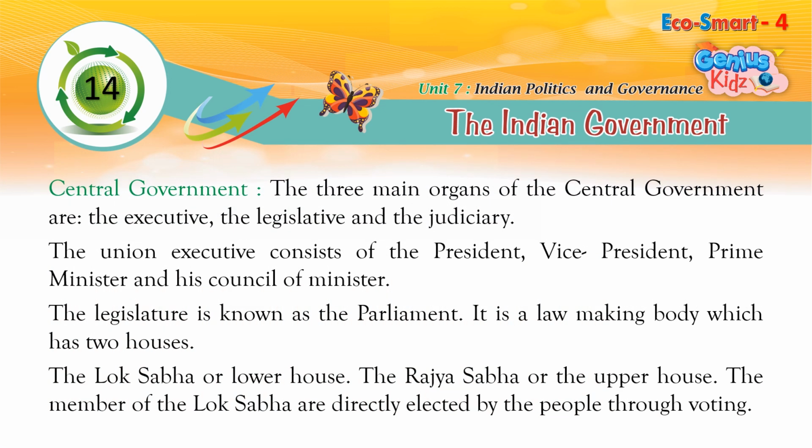Central government. The three main organs of the central government are the executive, the legislative and the judiciary. The union executive consists of the president, vice president, prime minister and his council of ministers. The legislature is known as the parliament. It is a law-making body which has two houses: the Lok Sabha or lower house, the Rajya Sabha or the upper house. The members of the Lok Sabha are directly elected by the people through voting.